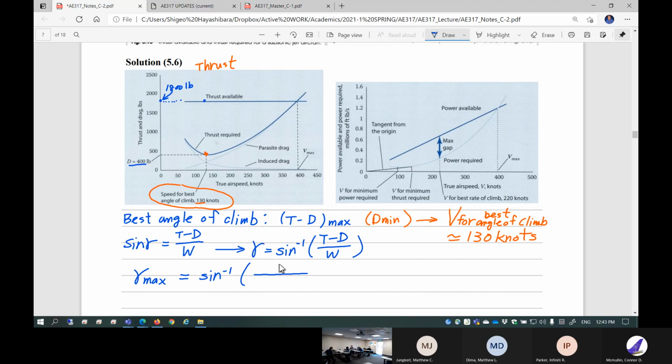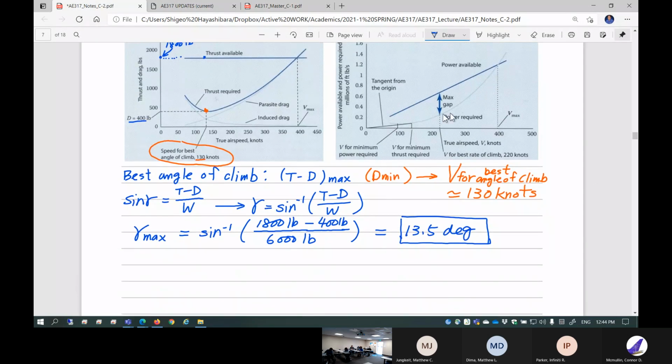So 1,800 pounds thrust available. Subtract the drag or thrust required, which is 400 pounds. And the weight of the airplane, you cannot touch it, 6,000 pounds, period, unless you eject some passengers or dump some payload. This is going to be 13.5 degrees.